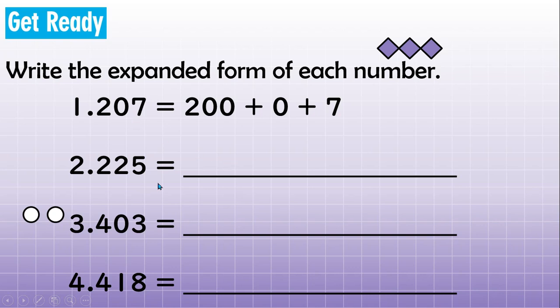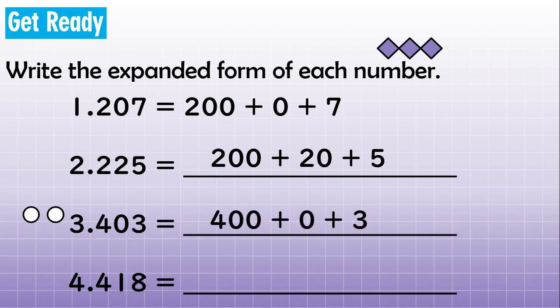For number 2, we have 225. The expanded form for this will be 200 plus 20 plus 5. Very good. Number 3, 403. We have 400 plus 0 plus 3. And for number 4, 418, that's 400 plus 10 plus 8.